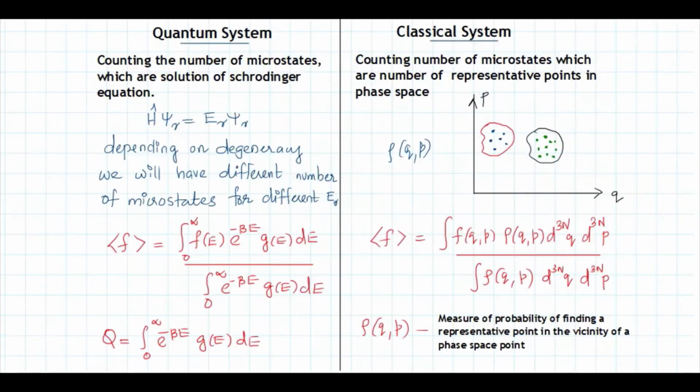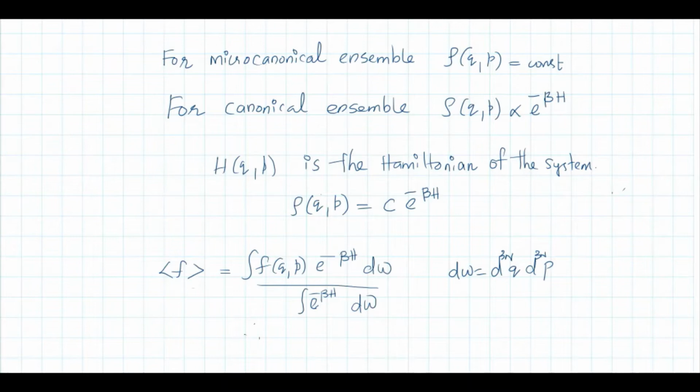So you substitute rho in this expression for the ensemble average of f, and you will get an expression. The ensemble average of f is equal to the integral of f of QP e raised to minus beta H d omega divided by the integral of e raised to minus beta H d omega. The proportionality constant cancels from numerator and denominator, and this d omega is d^3N q d^3N p, the volume element of phase space.